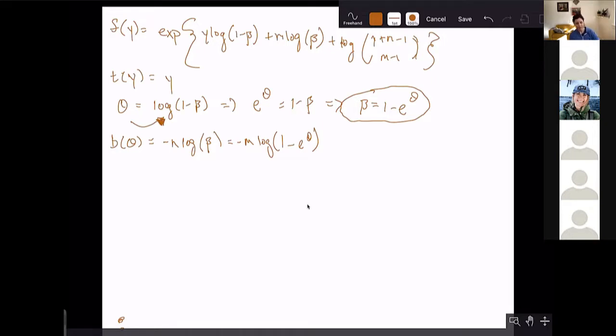Yeah, no problem. On this particular problem, we would say that the canonical link is g of beta equals log of 1 minus beta. Okay. I feel like I've been overcomplicating it. That's why office hours can be helpful. Okay. All right. Sounds good. I think I'm getting it. Awesome.